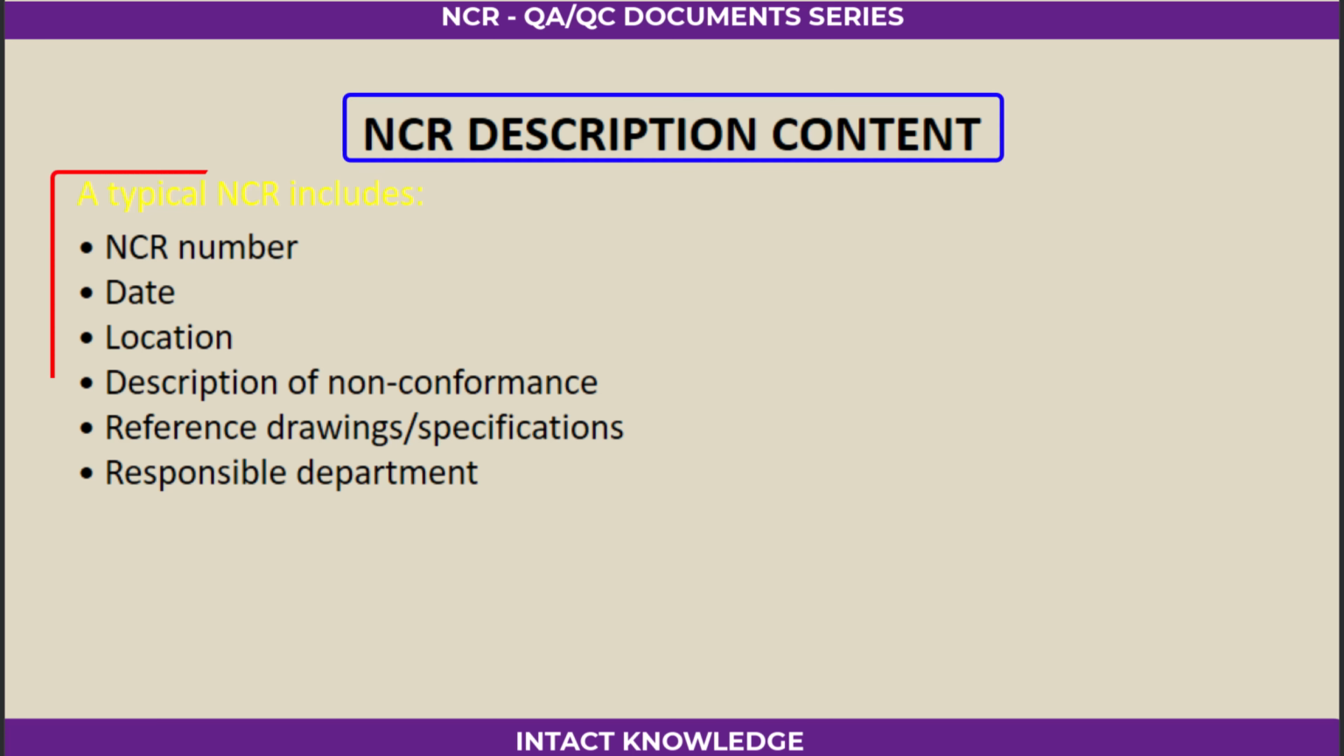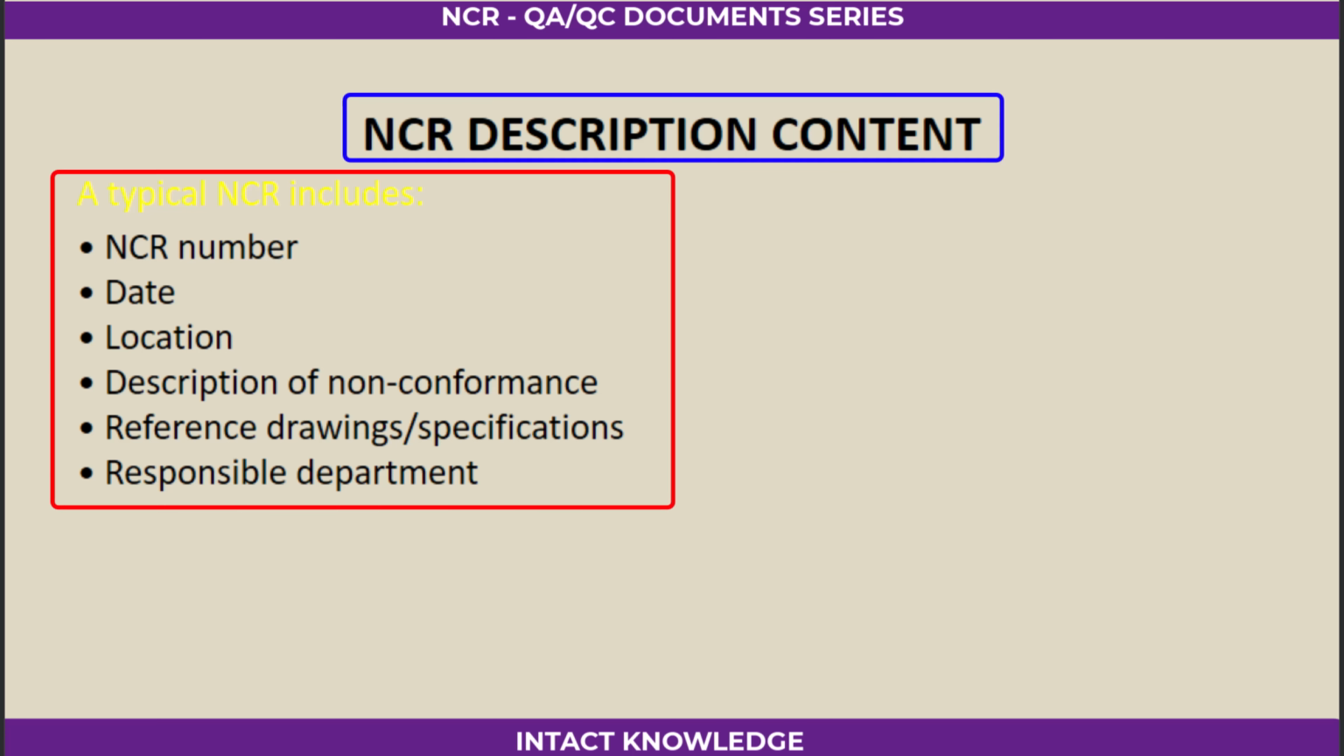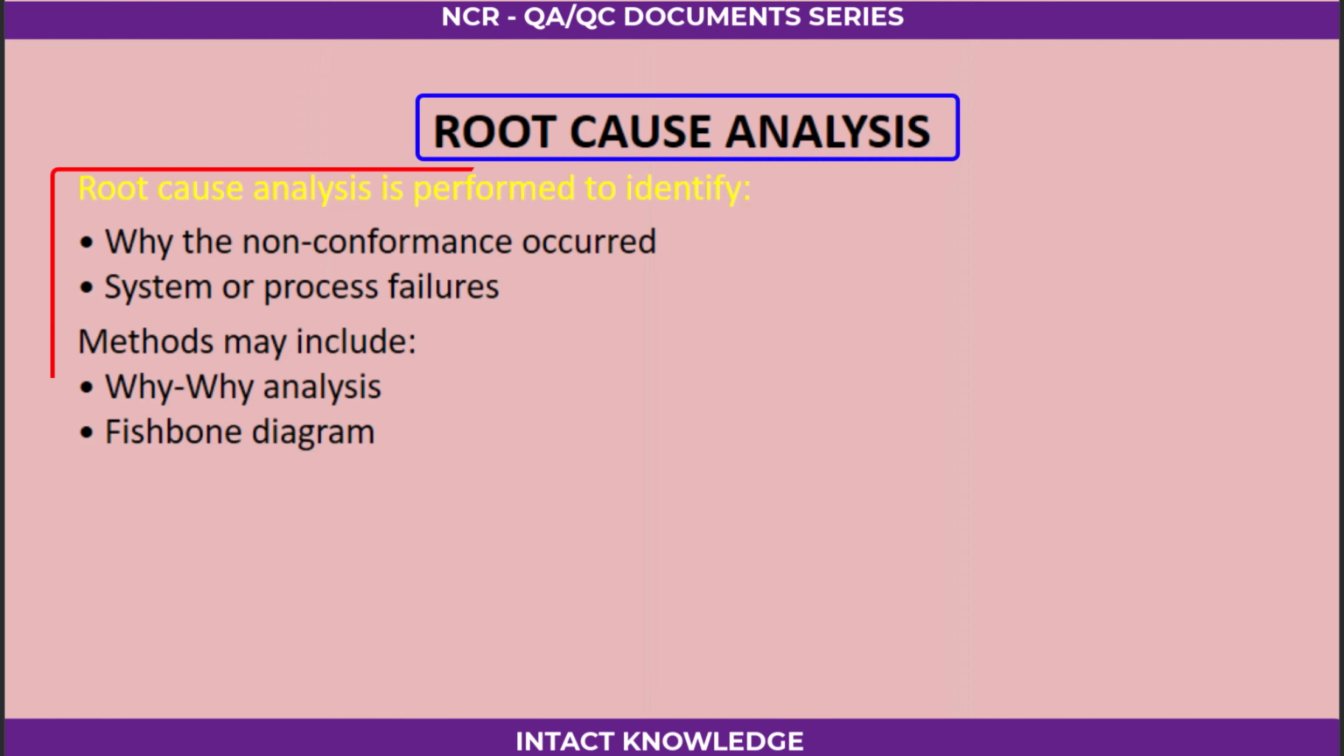NCR description content. A typical NCR includes NCR number, date, location, description of non-conformance, reference drawings, specifications, and responsible department. Root cause analysis. Root cause analysis is performed to identify why the nonconformance occurred, including system or process failures. Methods may include why-why analysis and fishbone diagram. This step is critical to prevent recurrence.